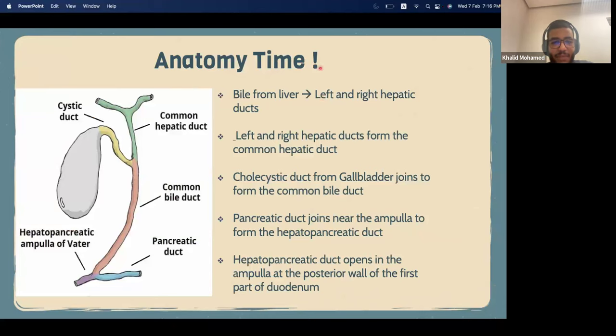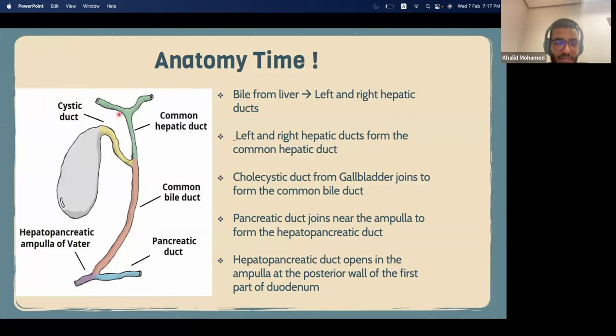Now let's revise some anatomy. First, you have the left and right hepatic ducts or bile ducts, and then they join to form the common hepatic duct. Now this common hepatic duct joins with the cholecystic duct or cystic duct from here to form the common bile duct. And then the pancreatic duct joins the common bile duct to form the hepatopancreatic ampulla, which opens at the posterior wall of the first part of the duodenum.